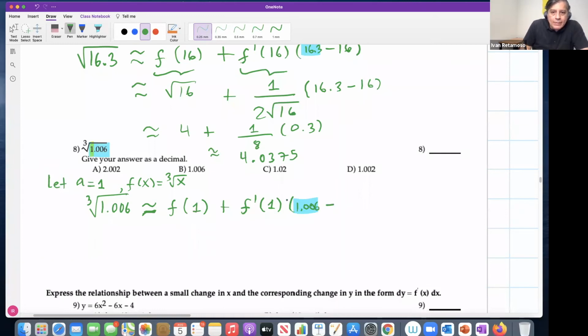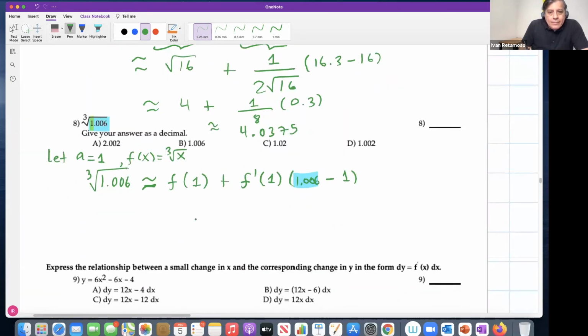1.006 minus the base point, right? The base point 1. All right, so this is the cube root of 1, easy to compute, just 1. Derivative, remember we said the derivative of the cube root function is 1/3 times the cube root of something squared. That something has to be the base point 1, right? This is the derivative times this difference. This difference is just 0.006, right? Yeah, and then just compute this in the calculator. This is 1/3, right? This is also 1. You can put all that in the calculator, or you can just do it this way.